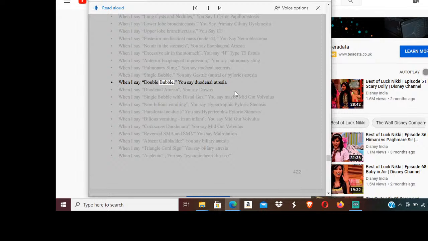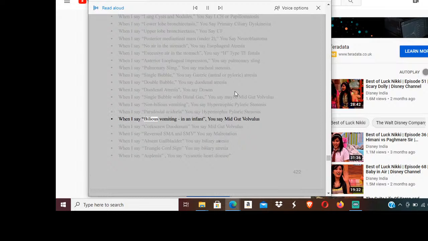When I say double bubble, you say duodenal atresia. When I say duodenal atresia, you say Down syndrome. When I say single bubble with distal gas, you say maybe midgut volvulus. When I say non-bilious vomiting, you say hypertrophic pyloric stenosis. When I say paradoxical aciduria, you say hypertrophic pyloric stenosis.